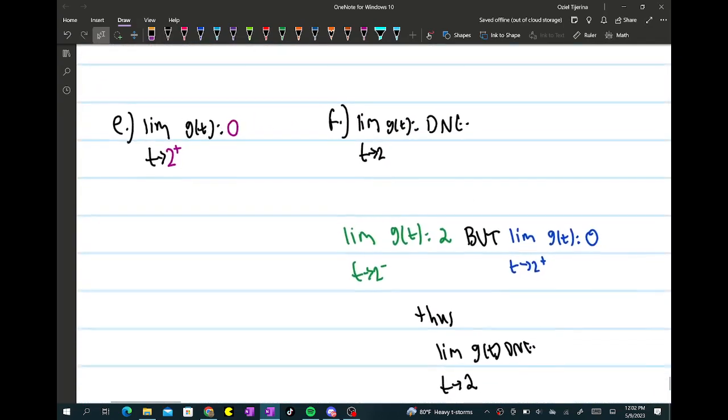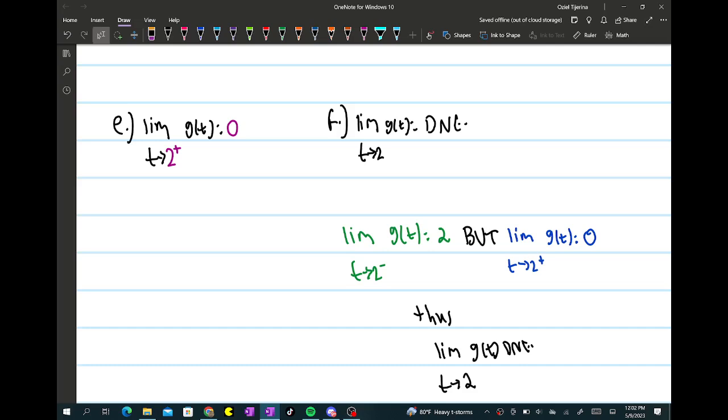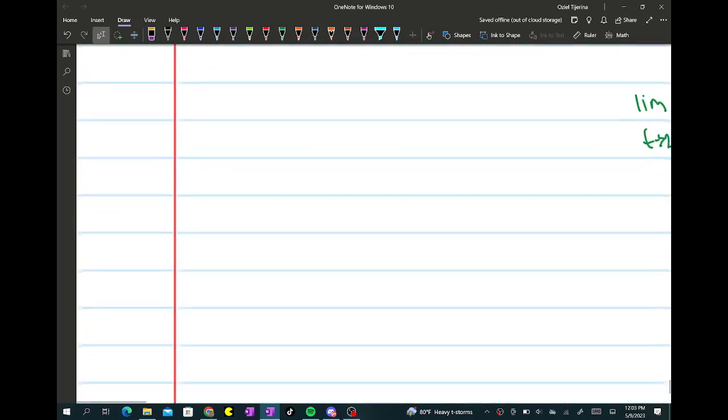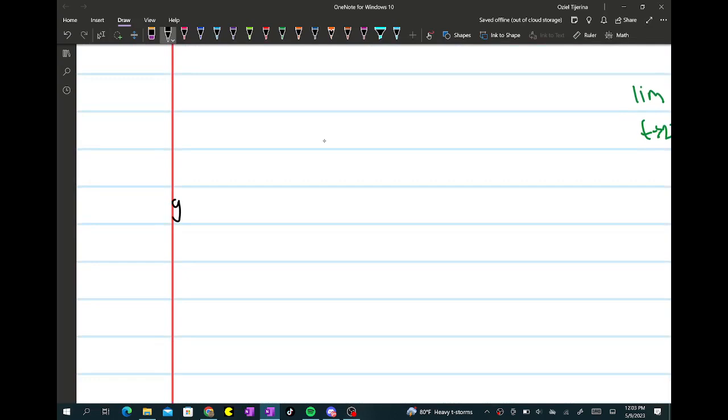So because that's true, the limit as t approaches 2 from both sides approaches 2 different numbers, so therefore the limit does not exist, because they can't be approaching 2 different numbers from the left and the right. They have to be approaching the same number. Okay. And then part G.